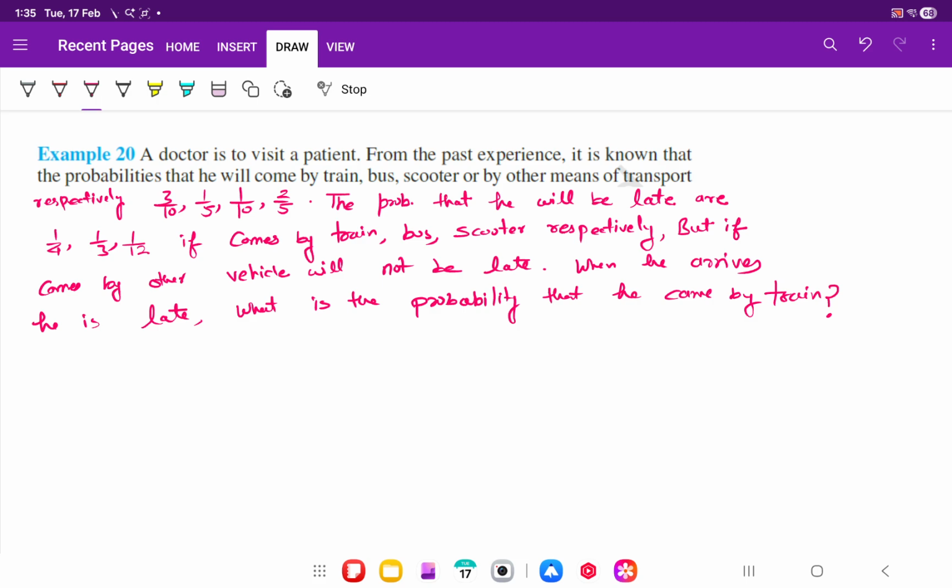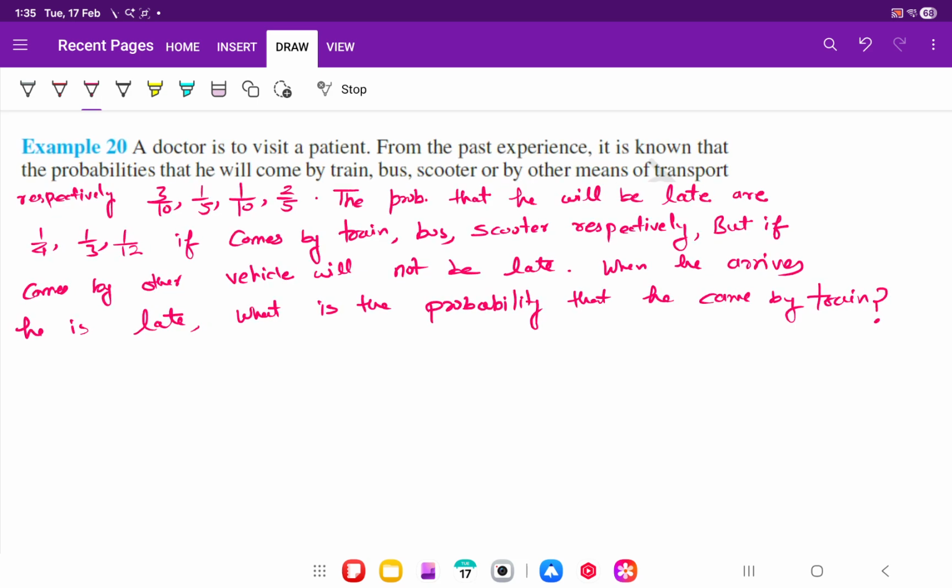So they are saying a doctor is to visit a patient. Listen carefully to the question. From past experience, it is known that the probabilities that he will come by train, bus, scooter or other means are 3 by 10, 1 by 5, 1 by 10 and 2 by 5. The probability that he will be late if he comes by train is 1 by 4, by bus is 1 by 3, by scooter is 1 by 12. But if he comes by another vehicle, he will not be late. That is what is given.